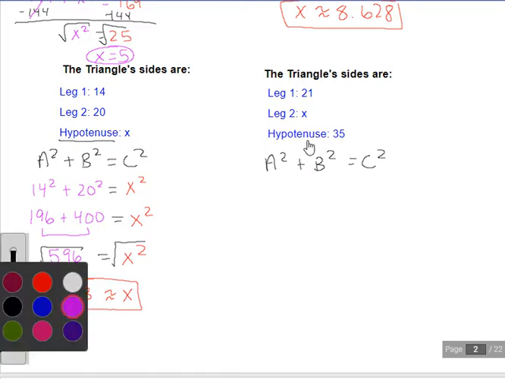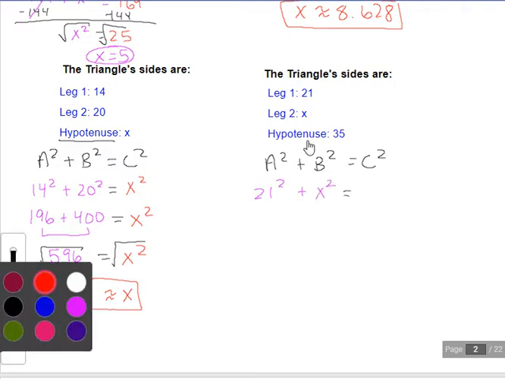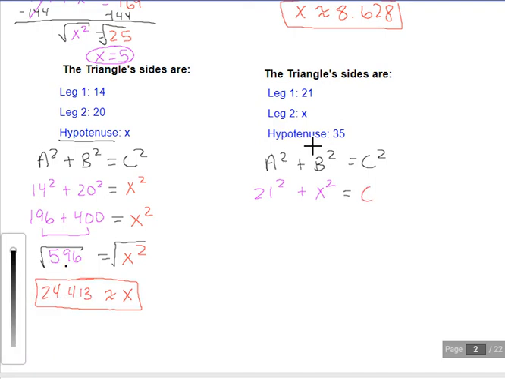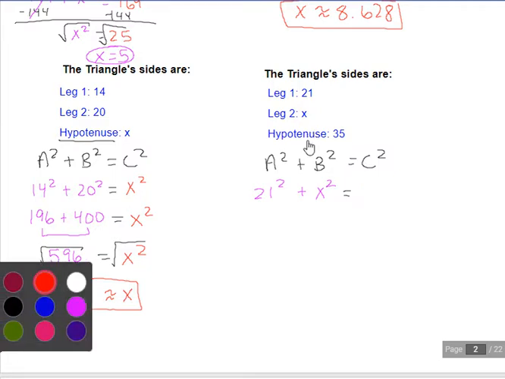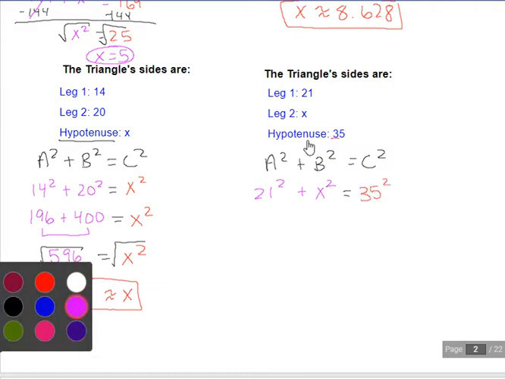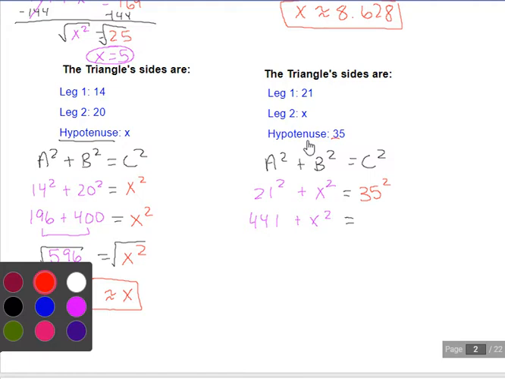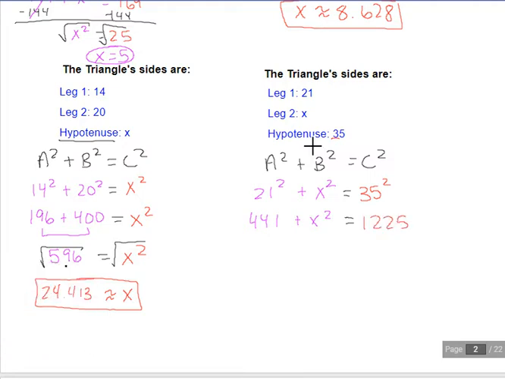Okay, so 21, other leg is x. That's going to be 35. Oops, where's that eraser? There you are. Okay, and the hypotenuse here is 35, so it should be 35 squared. All right, 21 times 21 is 441, plus x squared, of course. On this side, we'll have 35 squared, which is 1225. Okay, so now we're getting x by itself.